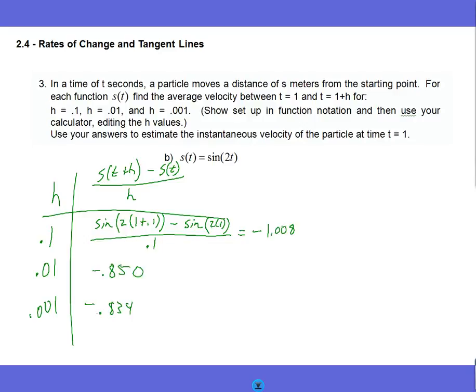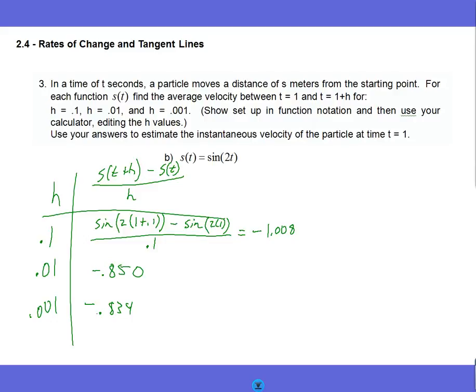All right, so take a look here. Notice these values start here at negative 1.008, negative 0.850, negative 0.834. So they're saying using these answers, we want to see if we can estimate the instantaneous velocity. Looks like it's getting close to 0.8 each time. It's taking smaller chunks. I would probably feel safe saying negative 0.8.